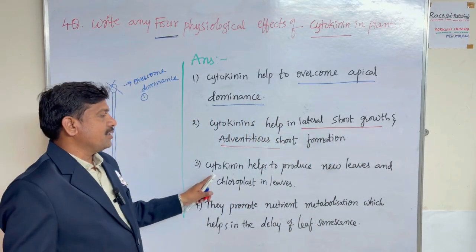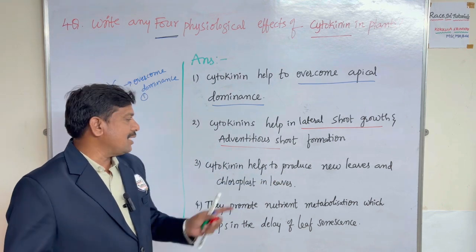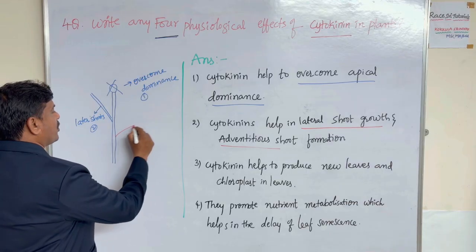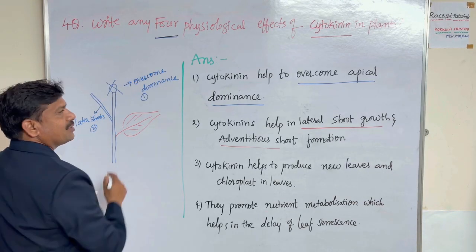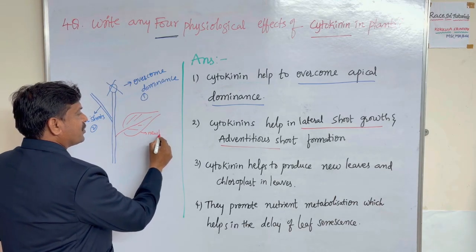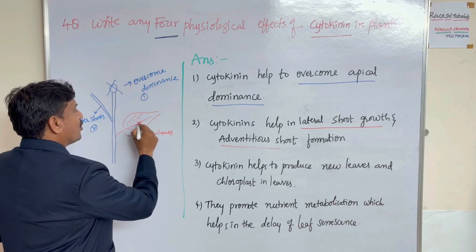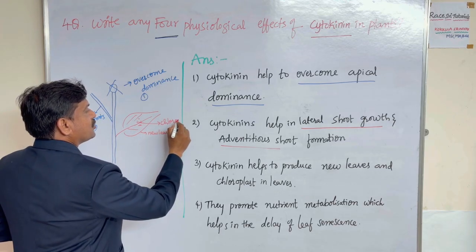Third point: cytokinin helps to produce new leaves and chloroplasts, for leaf formation. For example, take leaves: this is for the formation of new leaves. And within the leaves there is chloroplast, so it is also useful for chloroplast formation.